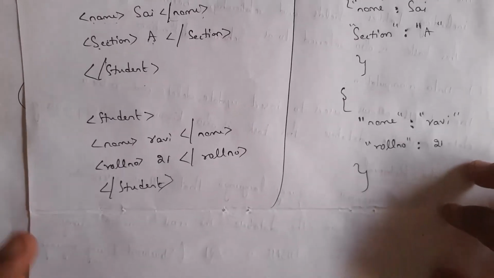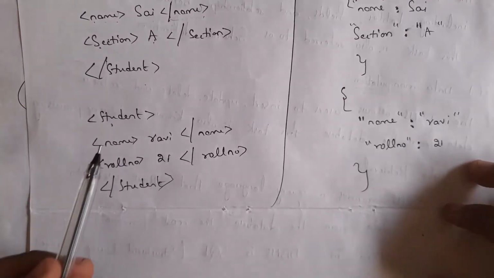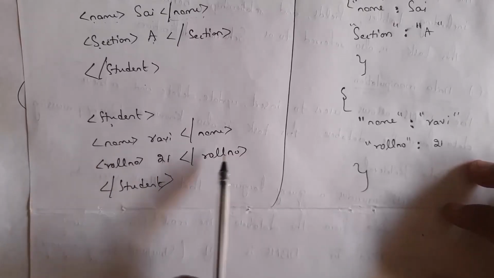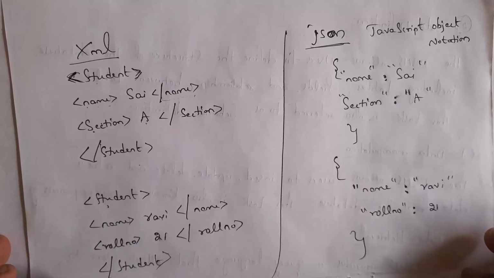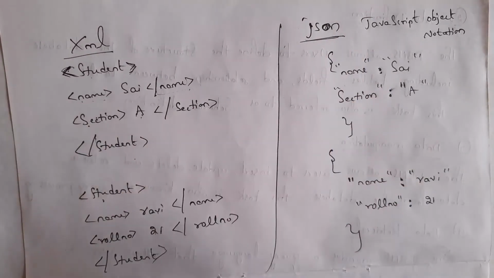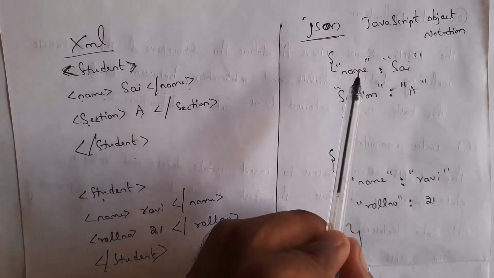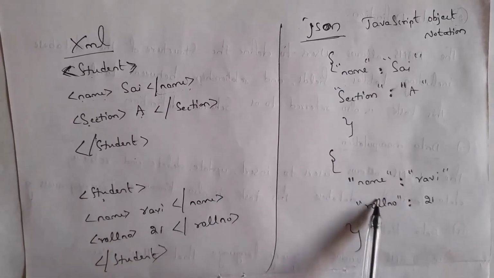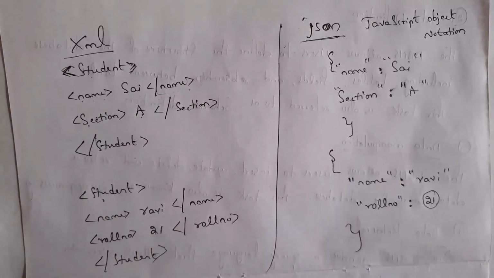Similarly, for another student, I open the student tag. Inside the student tag I write name Ravi and roll number 21. Similarly, I close this name tag, roll number tag and student tag. Another example of the semi-structured model is JSON, where JSON stands for JavaScript Object Notation. In this, we represent data in the form of objects. Name Sai and section A are all strings, so take quotations. Similarly, for another student, name Ravi, roll number 21, where 21 is an integer, so there is no need of quotations. Just write 21. This is the semi-structured model.